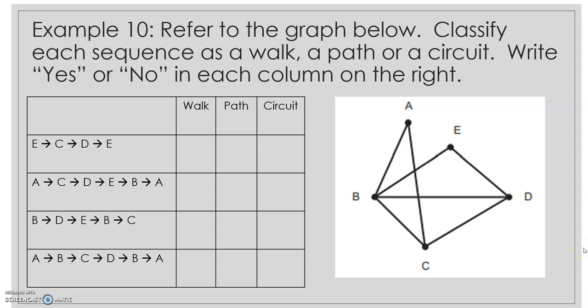Example 10, refer to the graph below. Classify each sequence as a walk, a path, or a circuit. Write yes or no in each column on the right.